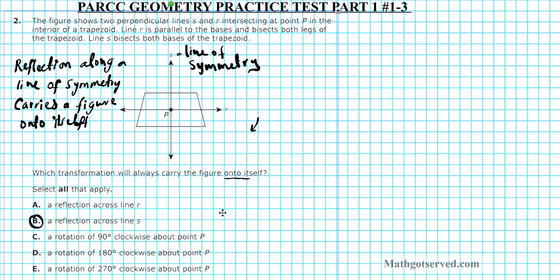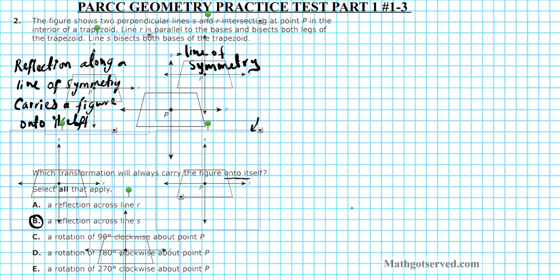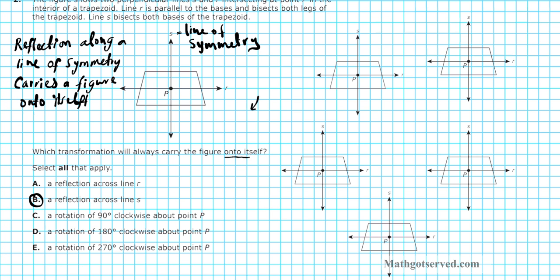Now, to help you see exactly why that's the answer, let me show you all the figures that we have. All right, so here we have 5 copies of this trapezoid right here, and I'm going to carry out each of these transformations, and we're going to see which one gives us exactly what we started with.